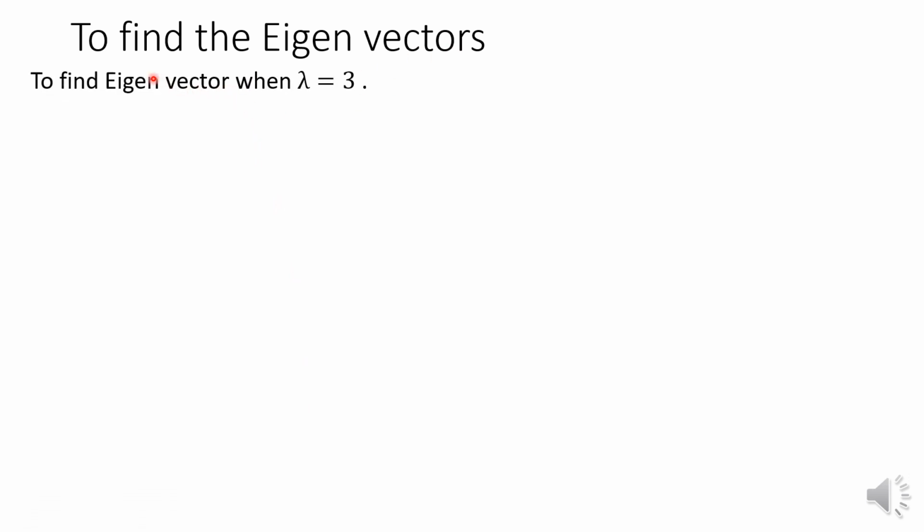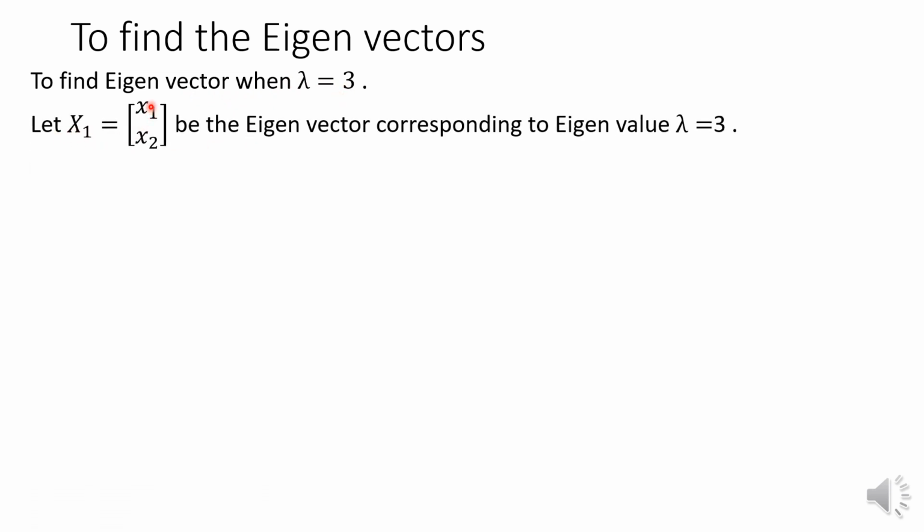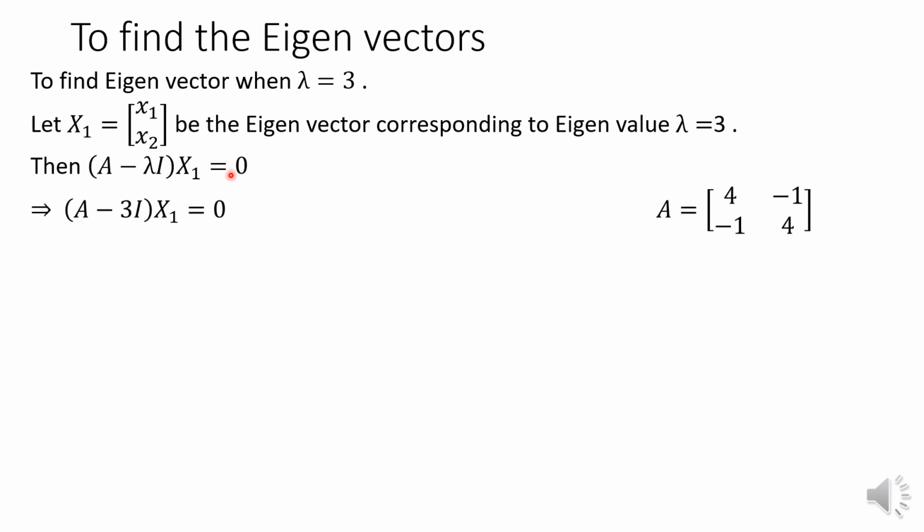So we shall try to find the eigenvector when lambda is equal to 3. You take X1 = (x1, x2) to be the eigenvector corresponding to lambda equal to 3. Remember, we did so many problems of the same kind in our previous video lectures. So we have the equation (A minus lambda I) X1 = 0. Substitute the value of lambda, 3. We get (A minus 3I) X1 = 0, where A is the given matrix [4 -1; -1 4]. So A minus 3I means subtract 3 from the diagonal elements.